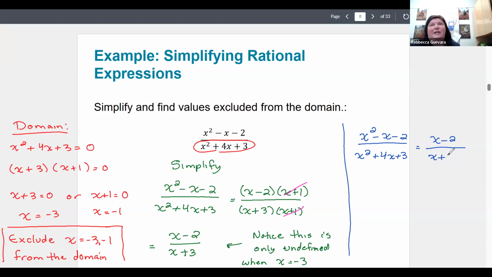So what we have here is that when I factor this, and then I find this factor to eliminate, these are almost exactly the same. Here we had to exclude x equals -1 and -3. And in this one, the only thing we have to exclude is x equals -3.